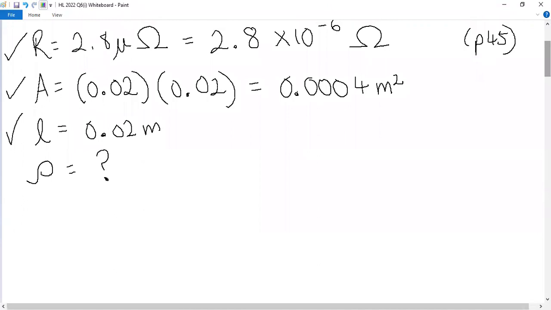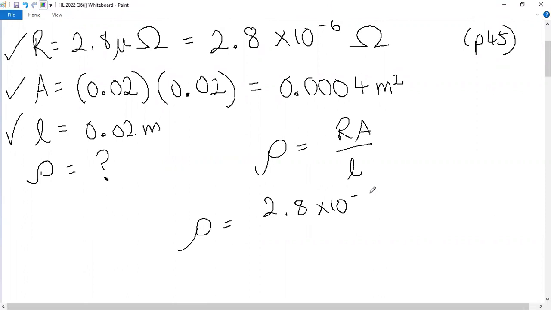So I'm going to rewrite my formula so I have it for myself. I've got resistivity is equal to R times A over L. So my resistivity equals 2. I'm just plugging in the numbers that the question gave me here now into the right spaces. 2.8 by 10 to the minus 6 is my resistance.